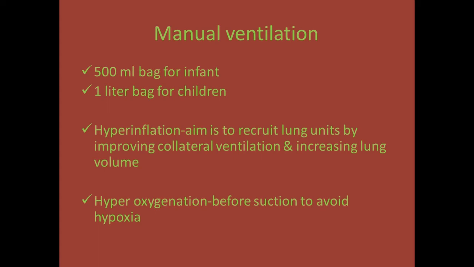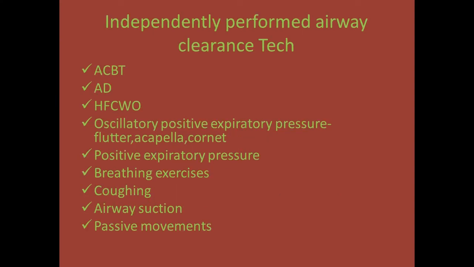Hyperinflation is aimed at recruiting collapsed lung units by improving collateral ventilation and increasing lung volumes. Collateral ventilation channels are like reserve ventilatory channels present in the lung. There are three in number: the pores of Kohn, the canals of Martin, and the channels of Lambert. When we go for hyperinflation, we can recruit these units and increase the lung volumes. Lung volumes are four in number: tidal volume, inspiratory reserve volume, expiratory reserve volume, and residual volume.